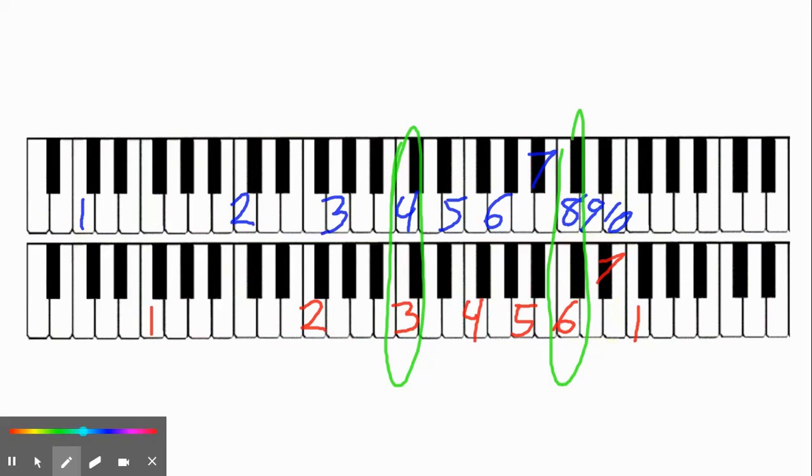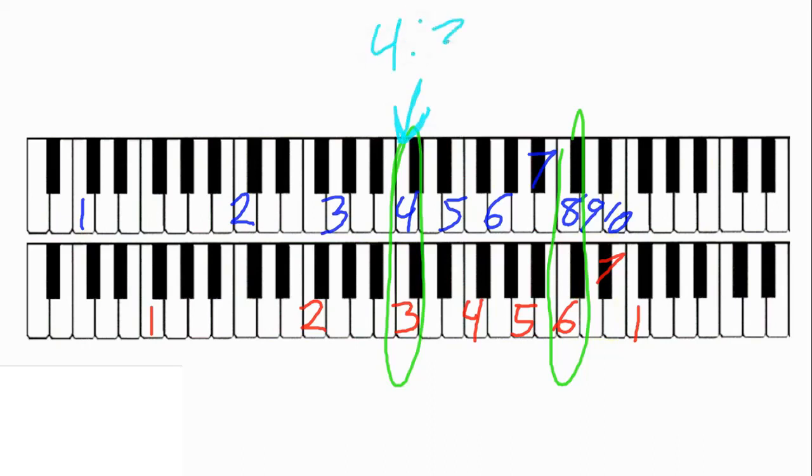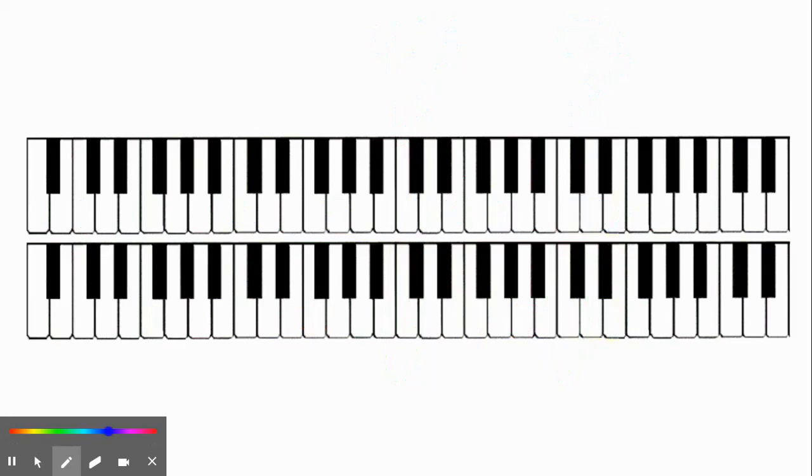If I were to tune my fourth to where the coincident partials at this C became a unison, I would have a 4-3 fourth. If I were to tune this fourth to where I had a unison at this partial, at this C, I would have an 8-6 fourth. Now let's look at a major third.